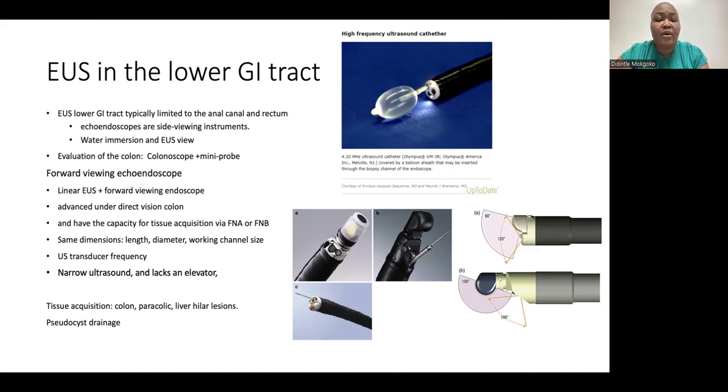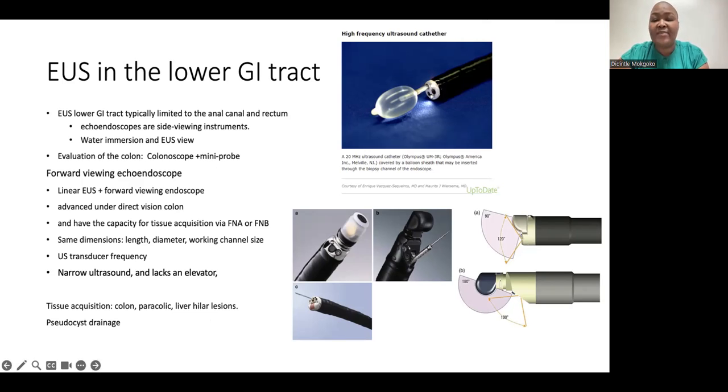What this forward viewing echo endoscope has done is allow us to access areas of the GI tract where we wanted to get into with a normal linear side viewing echo endoscope, but it's been difficult. So the right colon or proximal colon, paracolic areas, and being able to see anything outside of the colonic wall. And then more importantly, liver hilar lesions, being able to evaluate them and even sample perihilar lesions or perihilar masses.